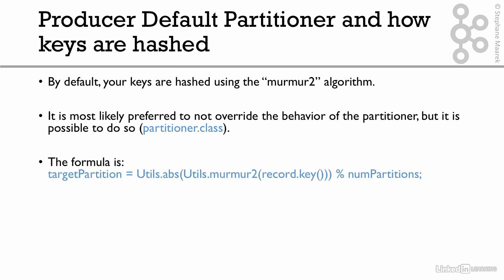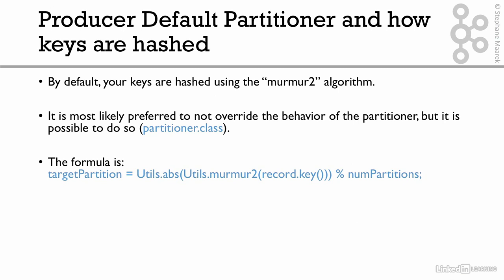Now, for the default partitioner, here is the target formula. That's straight from the Kafka code. It says target partition equals the absolute value of the murmur2 of the record key, hashed, modulo the number of partitions. So basically the record key is going to be hashed to a number, we'll get the absolute value, and then we'll have a modulo. This is all just for your curiosity.